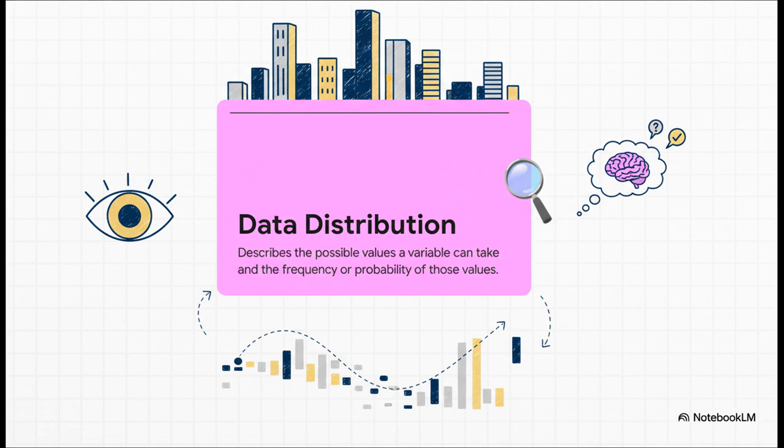I want you to think of it like the skyline of a city. Some buildings are really tall. Those are the values that show up all the time. And some are short. That shape, that skyline, tells you pretty much everything you need to know about the data's character, all in a single glance.